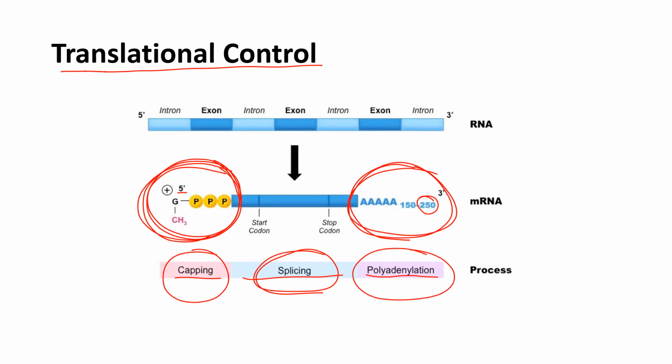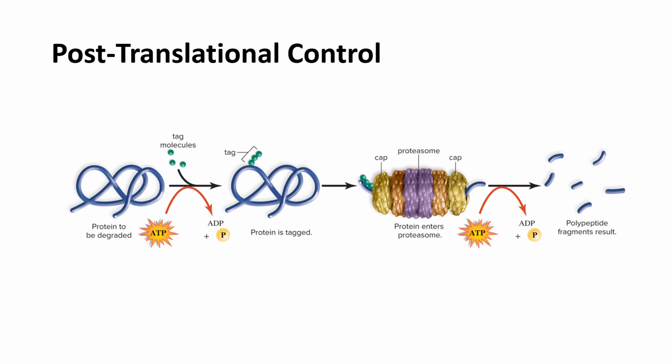translation. The last point at which a cell can control gene expression is after the protein has been made. And this is called post-translational control. So translation, of course, is the process by which the mRNA is used to make the corresponding protein. So once the protein has been made, the only way to control that enzyme is by allowing it to remain or to degrade it, to break it down.